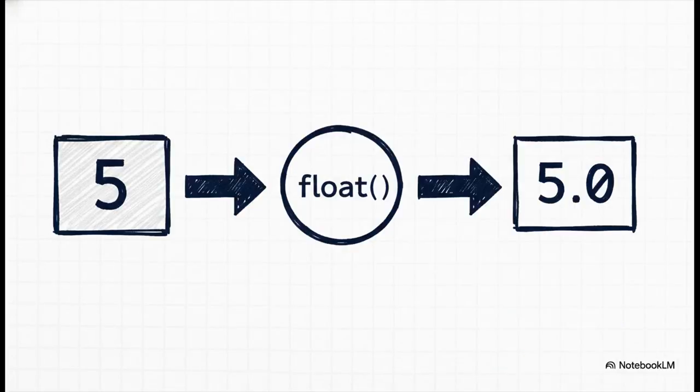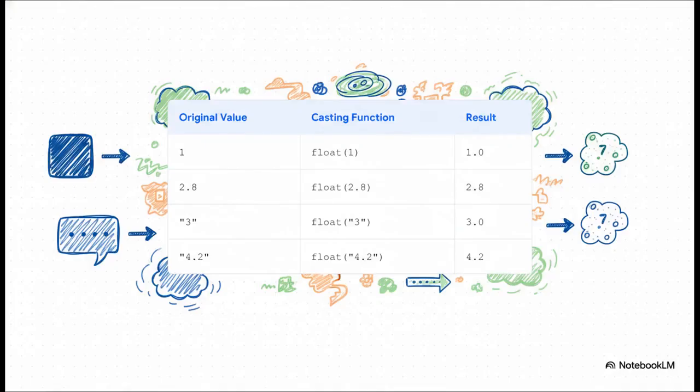So int is perfect for whole numbers. But what if you actually need those decimals, for prices or measurements? Well, for that, Python gives us our next tool, float. You can really see how the float function works its magic here. It can take a whole number, like 1, and just add a decimal, making it 1.0. It can take a string, like 3, and turn it into 3.0. And of course, if you give it a string that already has a decimal, like 4.2, it converts it into a proper floating point number you can do math with.